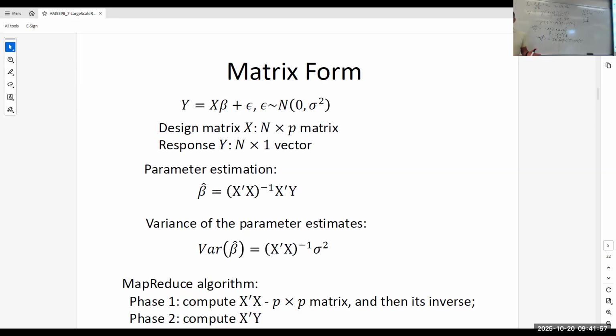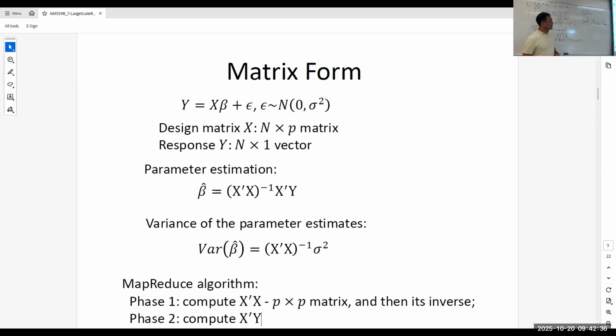Say your X is a huge matrix, like 10 million by 100, or 100 million by 100. Your Y, of course, is also 10 million by 1 dimension. It's a big dimension, but you can actually handle this regression on your laptop. You don't need to go to parallel computing. You can compute everything on your laptop.